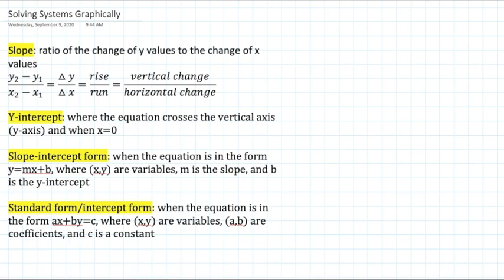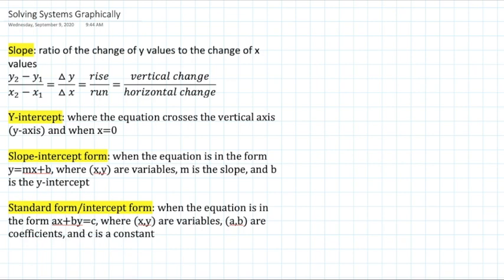So slope-intercept form is the equation y equals mx plus b, where x and y are both variables in the equation. m is going to be your slope, and b is going to be your y-intercept.